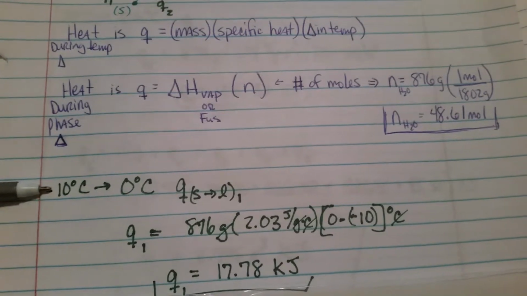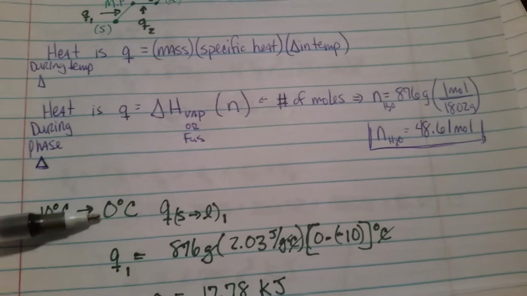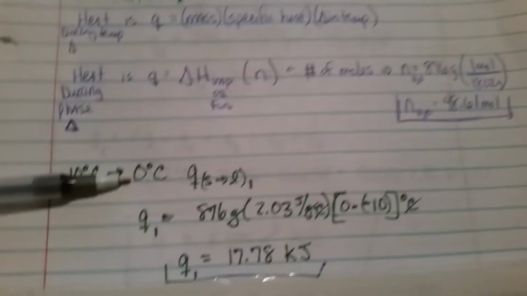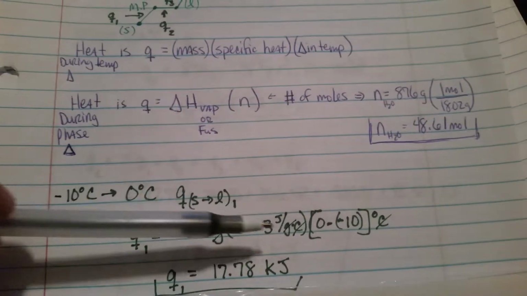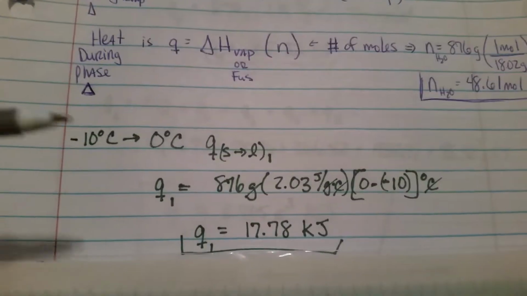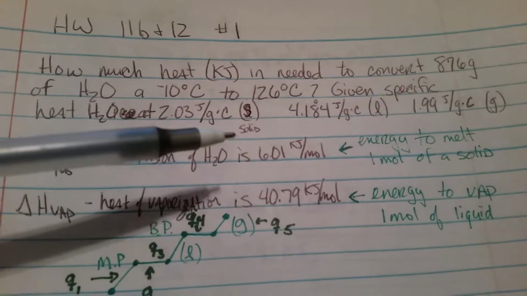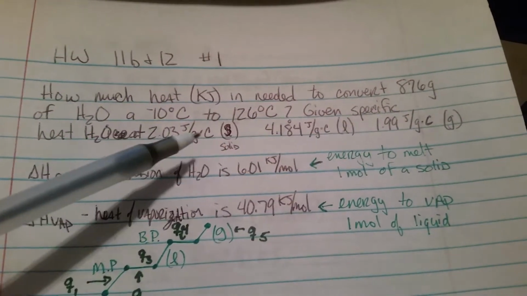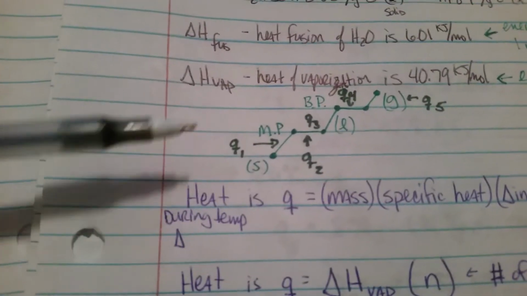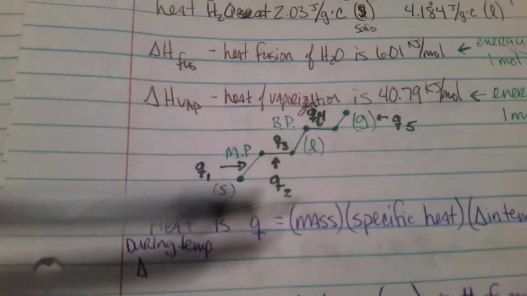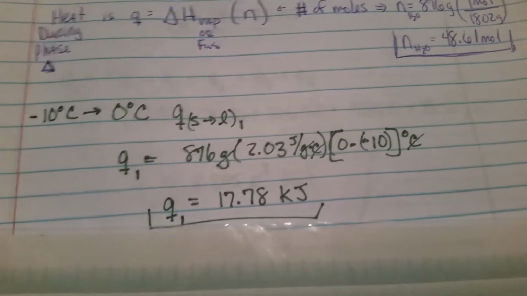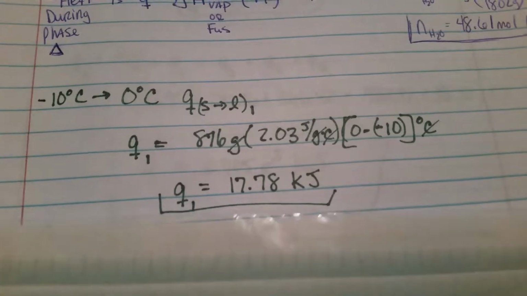Q1, which would be from negative 10 degrees Celsius to 0, because that's the freezing point. So it's mass times specific heat times change in temperature. The specific heat was given up here in the problem at our different stages. So it's a solid, a liquid, and a gas. So we'll use those specific heats when we know the different changes of phases. Right now it's a solid, so we plug in all the variables, and that gives us our heat for that.